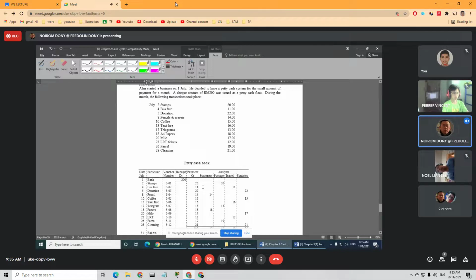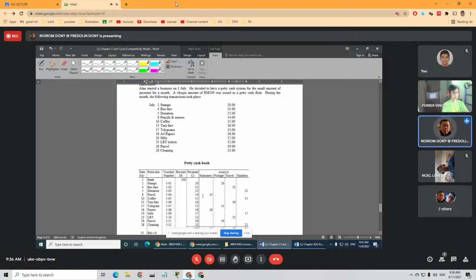Then bus fare, 11 ringgit. Record in the payment side first, and you record into the appropriate related group. This is related with travel, so 11 travel. And then the next one is donation. Record in the payment side 22, then put into the group. It's not related with stationery, postage, or travel, so you can put into the sundry because sundry is more general.